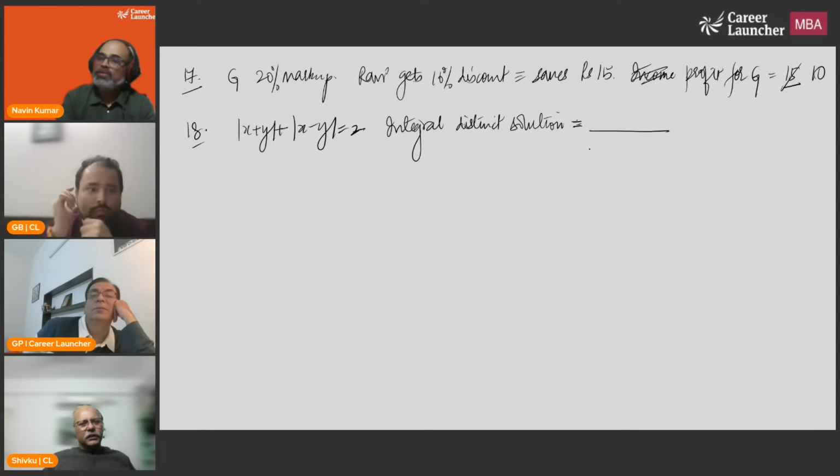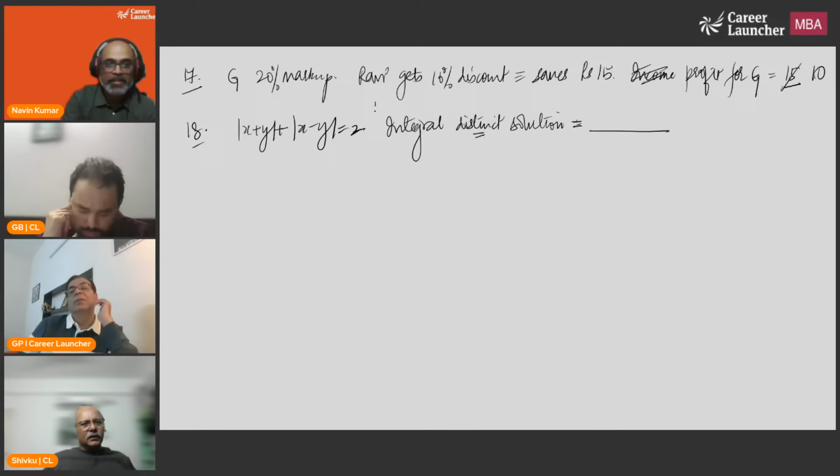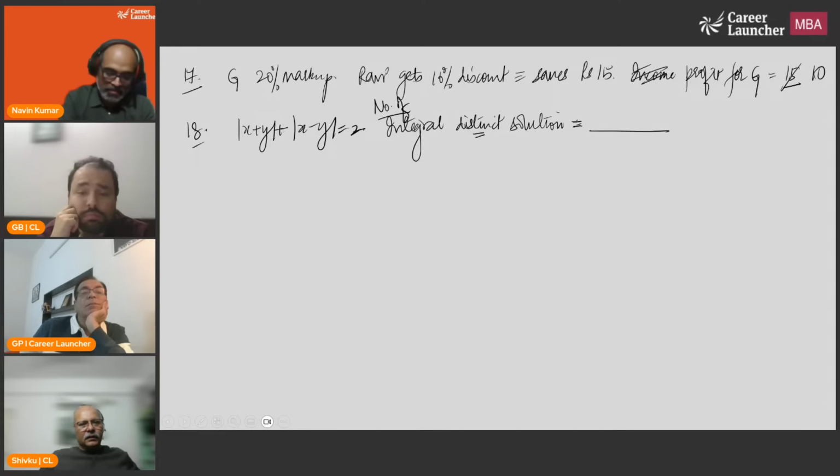कितने सॉल्यूशंस पूछा था? हाँ, number of integral distinct solutions. इसका... I don't know, 8 आया था. I think 4 at the vertices, 4 on the axis, because it will go from -1 to 1 and -1 to 1. So it's basically a square. Correct. I think it was 8.